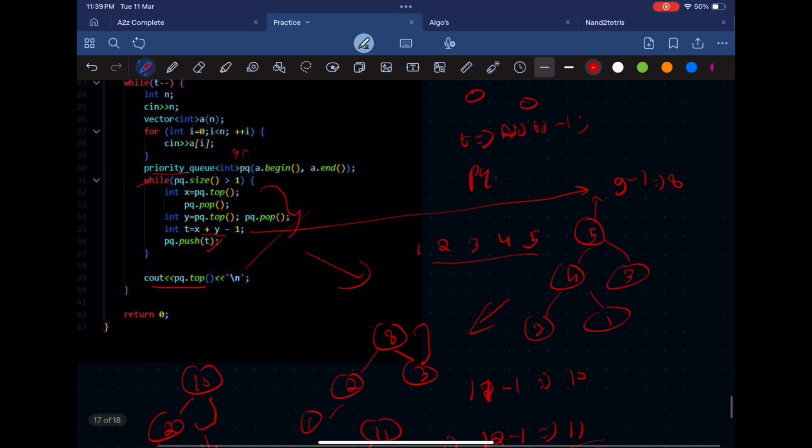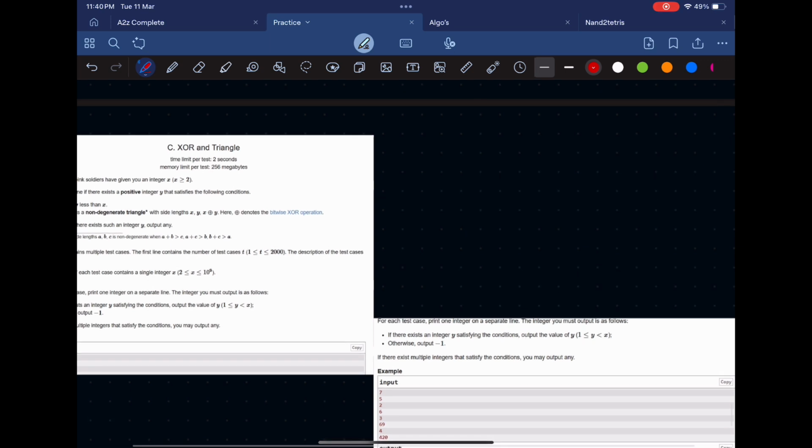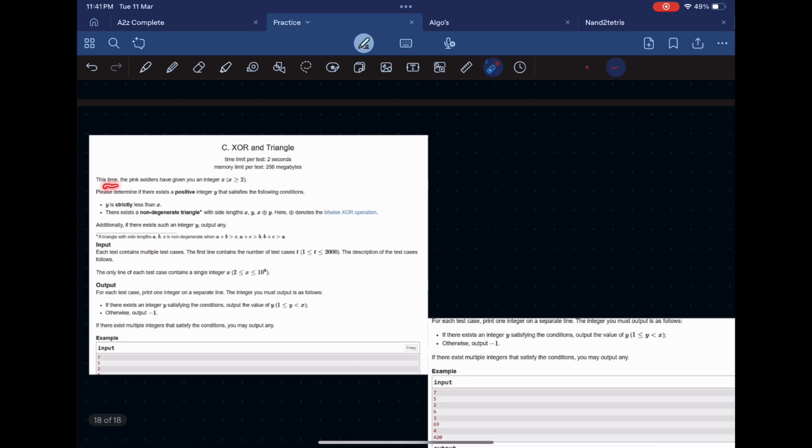Okay, so that's the solution. Now we can check the next problem, the XOR triangle. This time the problem gives you an integer x, which should be greater than or equal to 2. Determine if there is a positive y that satisfies the following conditions: y is strictly less than x, and there exists a non-degenerate triangle with side lengths x, y, and x XOR y. Here XOR denotes the bitwise XOR operation.